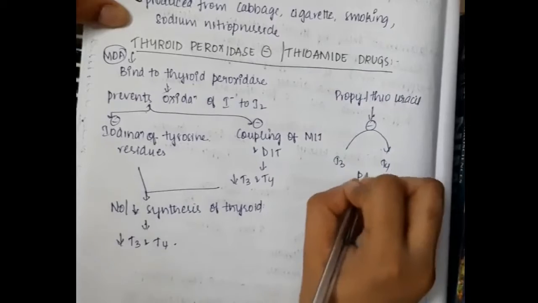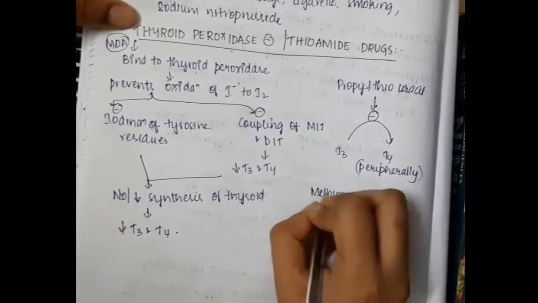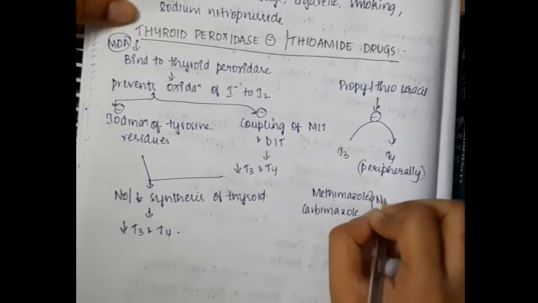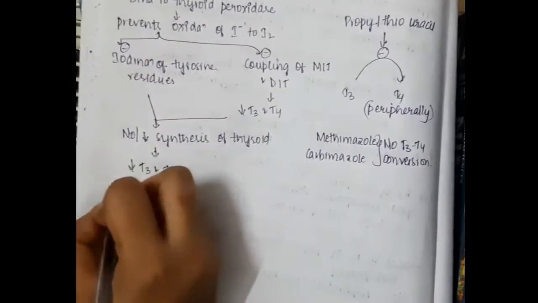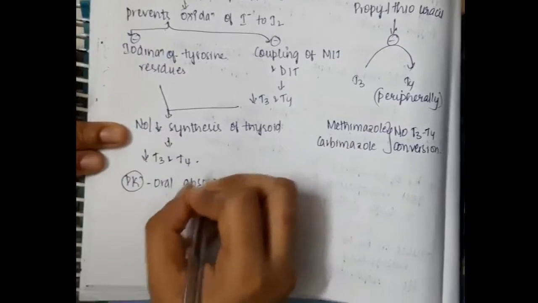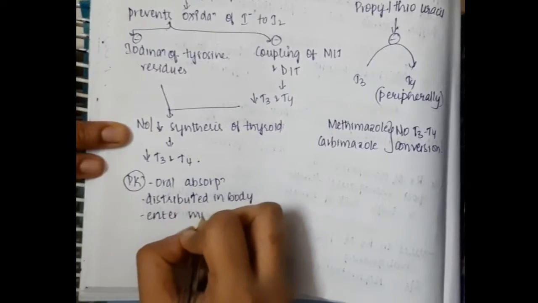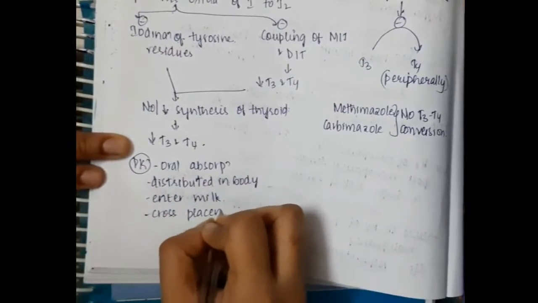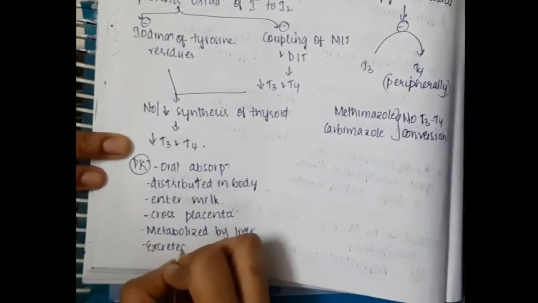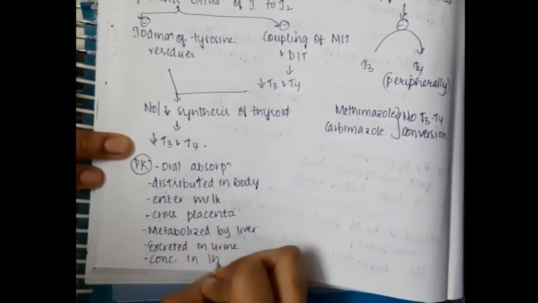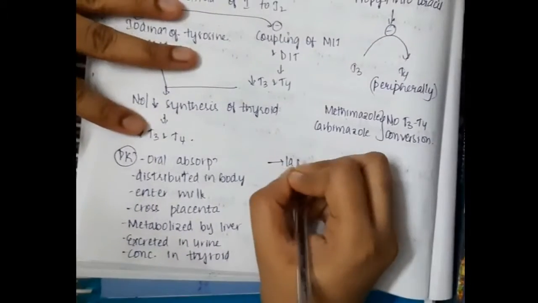Propylthiouracil also inhibits the peripheral conversion of T4 to T3, whereas the drugs methimazole and carbimazole have no effect on this conversion. Pharmacokinetics: they are oral drugs which are distributed in the body, enter the milk, and cross the placenta. They are metabolized by the liver and excreted in urine, and they are concentrated in the thyroid gland.